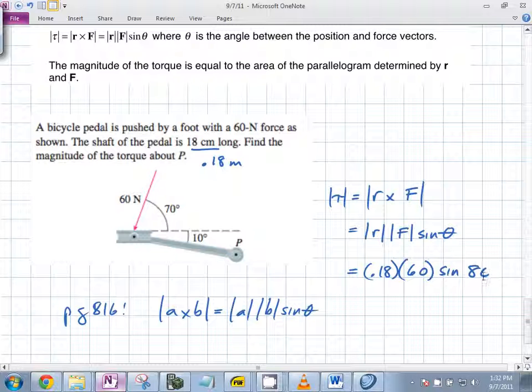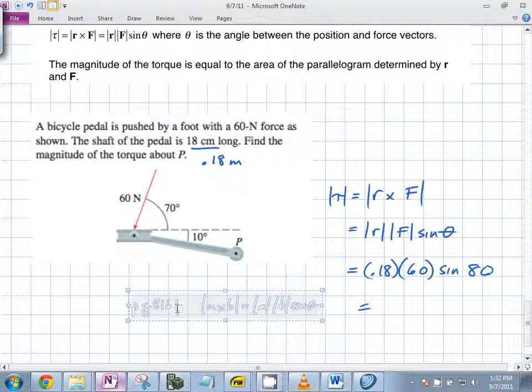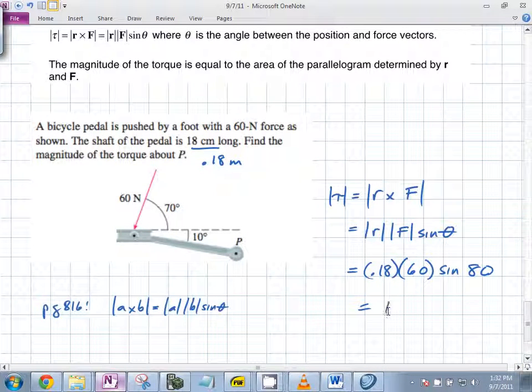So then could you use your calculator to get an answer to this? Jay, what do you get? 10.636. 10 point what? 636. Okay. There it is. This is just another thing to remember. This is not bad. We're good with this?